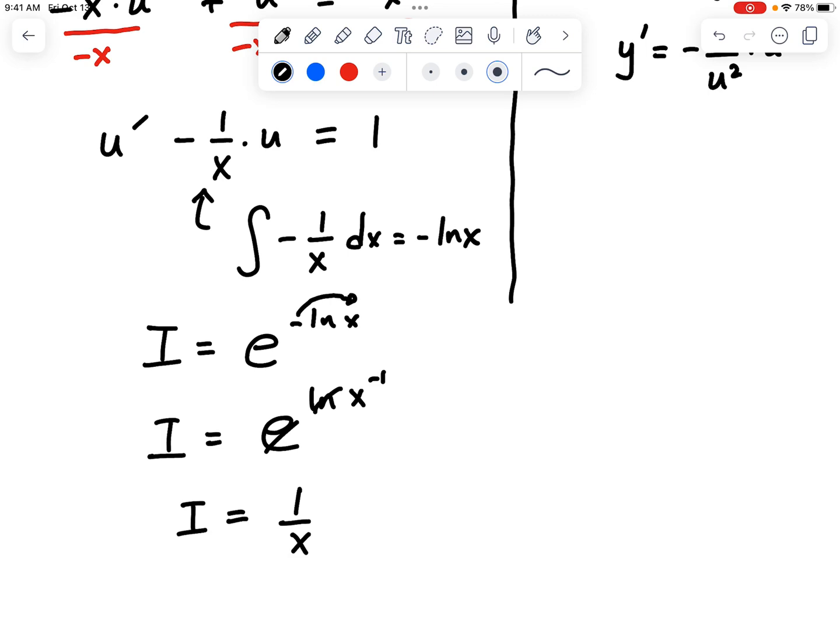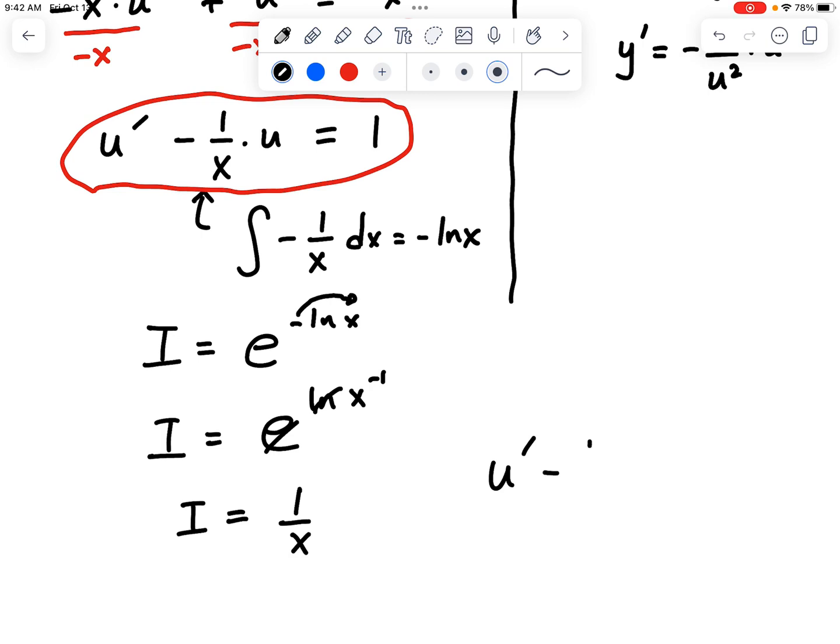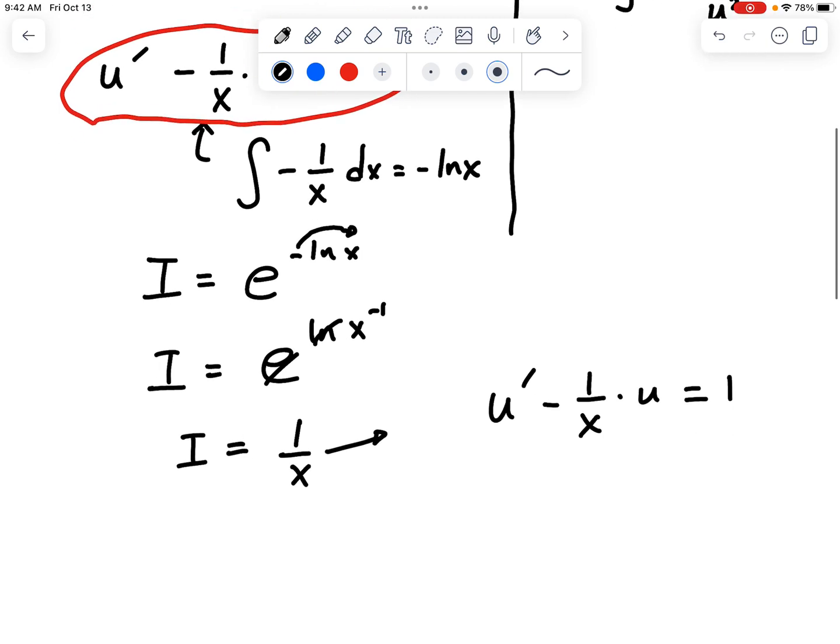So go back to the differential equation when I had it right here, and then multiply both sides by a 1 over x. So I've got u prime minus 1 over x times u equals 1. And now multiply both sides by this 1 over x. So there'll be 1 over x times u prime. And then in the middle, multiply 1 over x and 1 over x. So that's going to be 1 over x squared times u. And on the right side, multiply by 1 over x. 1 times 1 over x is 1 over x.